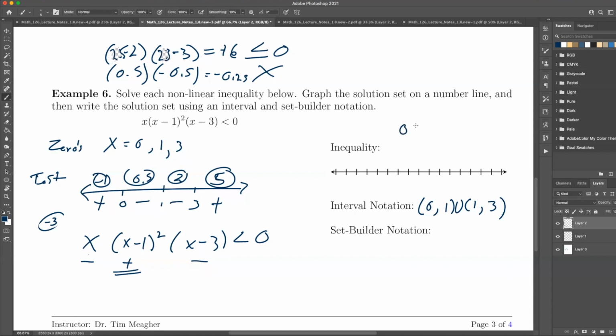For the inequality, we have to write it this way. It's a little bit cumbersome, so we're going to write x from 0 to 1, or 1 less than x less than 3. Here we're using the mathematical or. It could be here and here. This one works fine as this or.